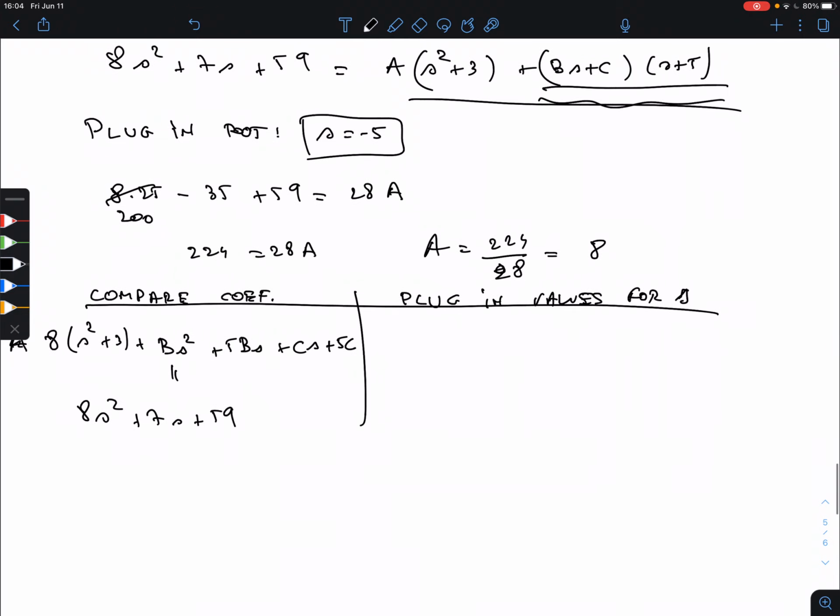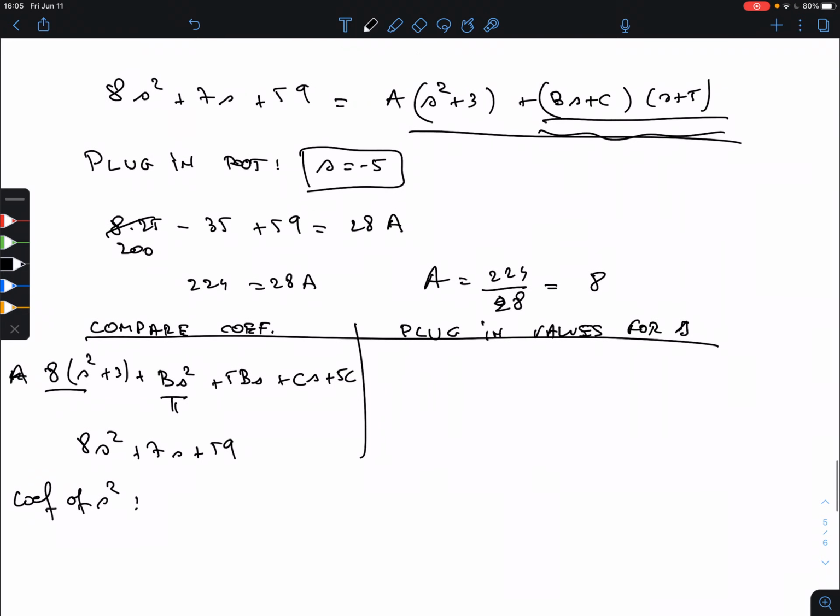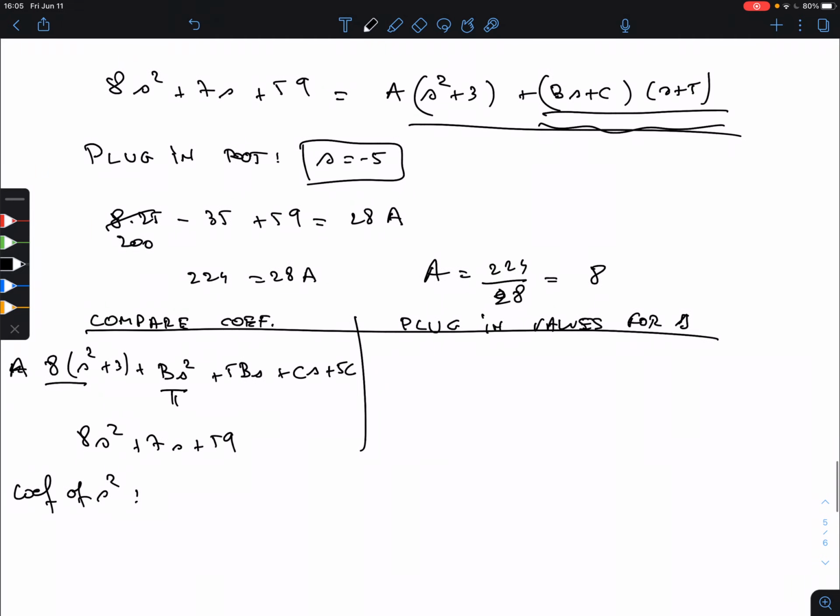So we look at the coefficients of s squared. The coefficient of s squared is in the 8s squared and the bs squared. So on the left hand side it is 8 plus b, and that has to be equal to 8. Let me do it in colors: this one, this one, this one.